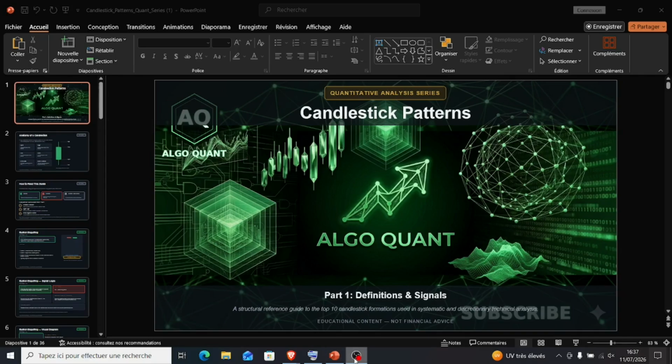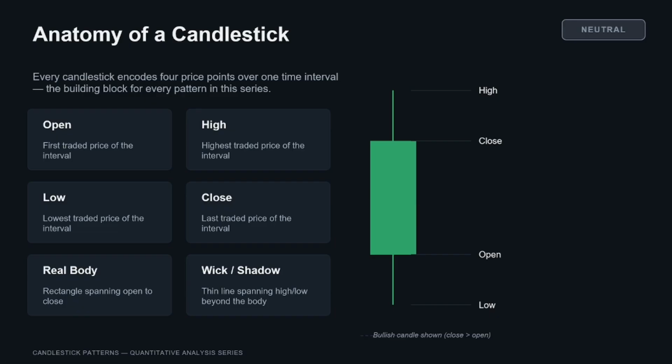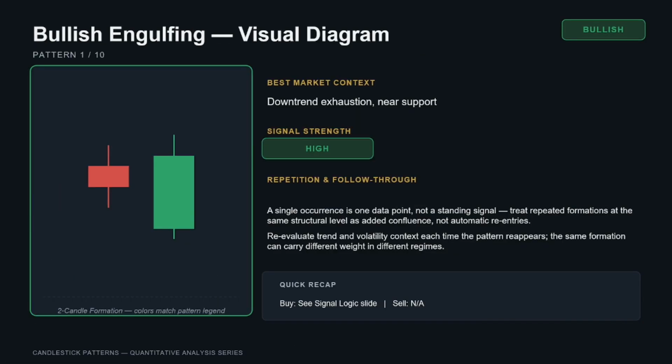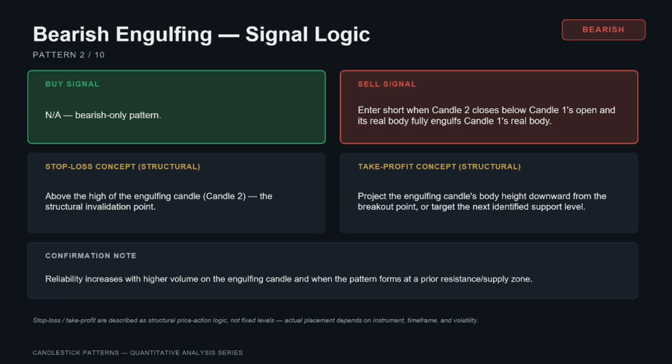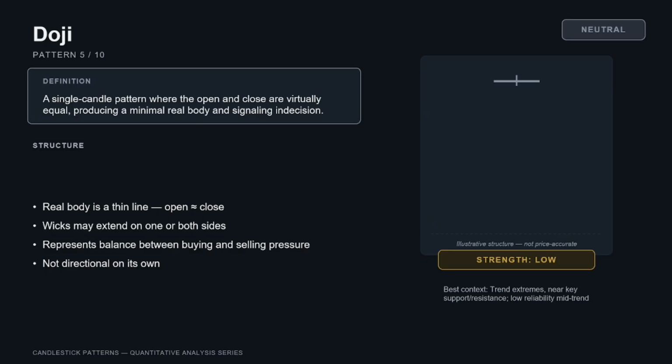Stop drawing candlesticks like art. Start defining them like data. Most traders see a hammer and guess buy. We see a structural anomaly with a lower wick greater than or equal to 2 times body length, requiring bullish follow-through confirmation. One is gambling, the other is engineering.